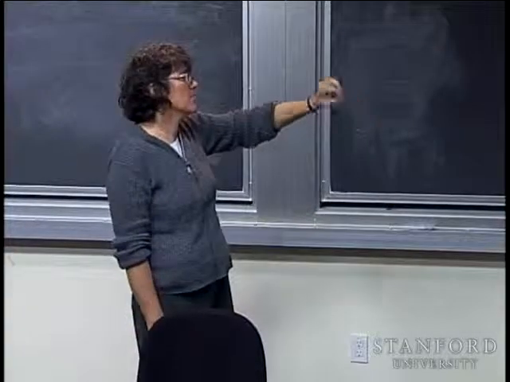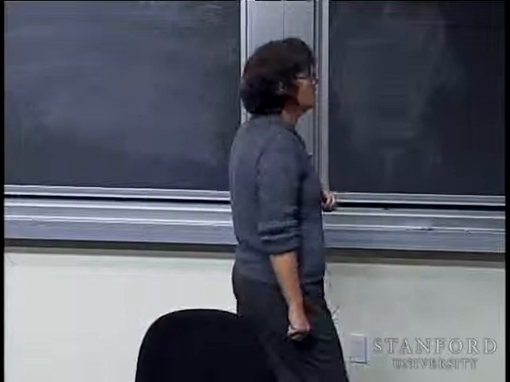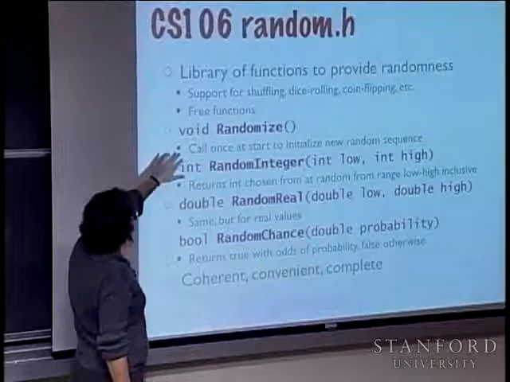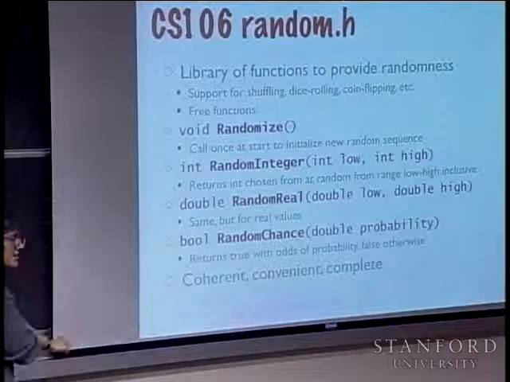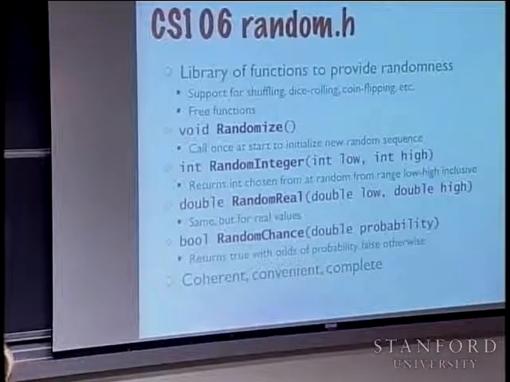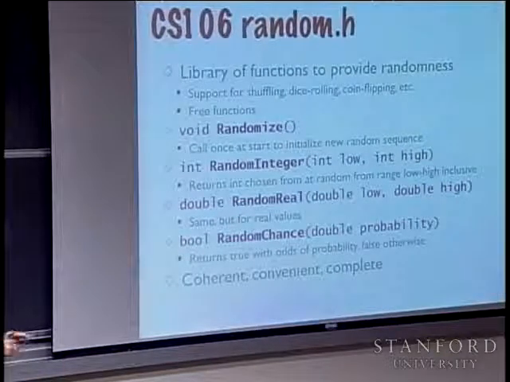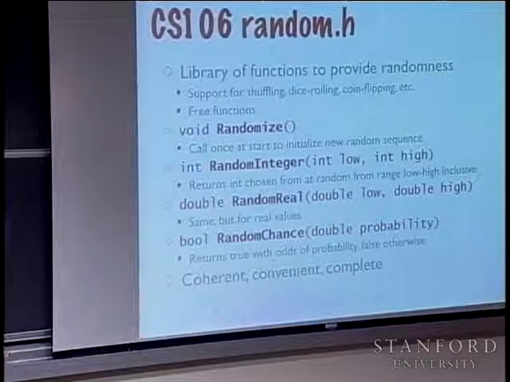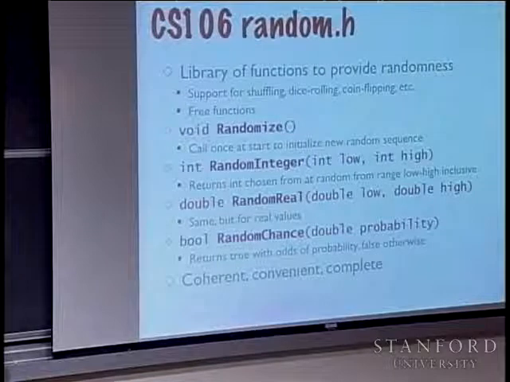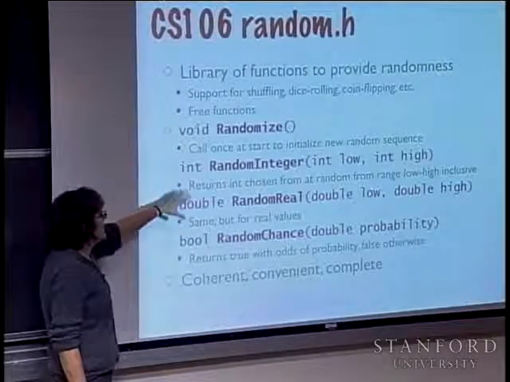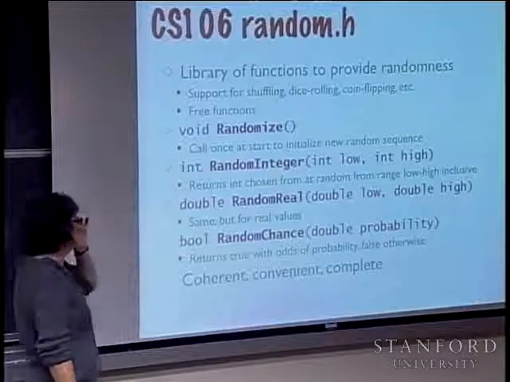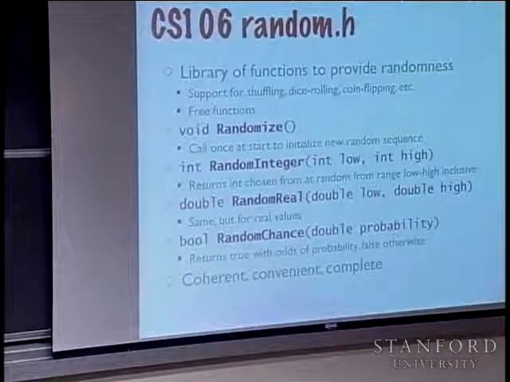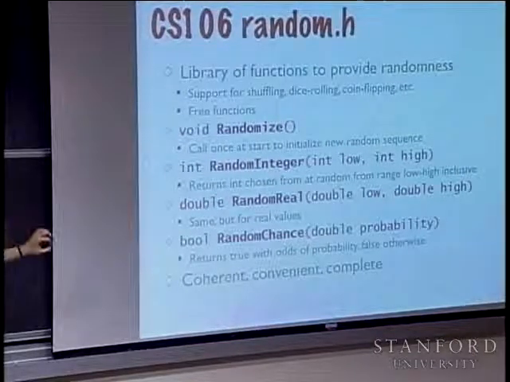When you're ready to get some random behavior, you make a call to one of these routines. There is an initialization routine for this library, the randomize call. That's called once and exactly once in your program, usually at the very beginning, to set up a new random sequence. That seeds the generator to get it started in a new place. And then once you've made that call, you can intersperse any number of these calls to simulate certain random events.